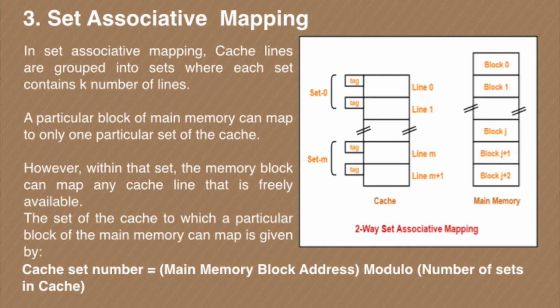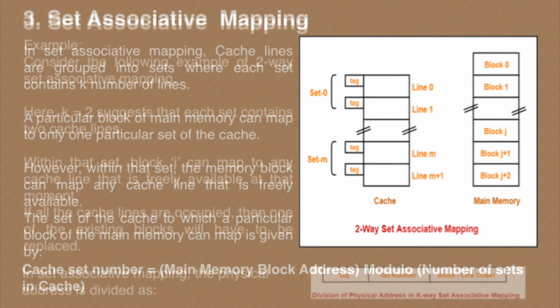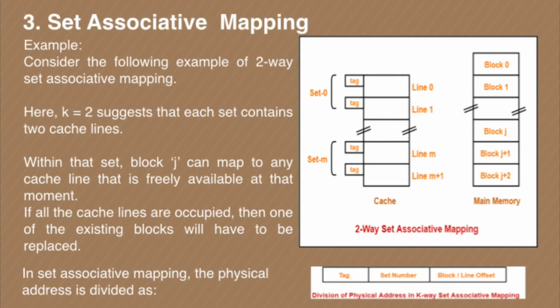Let's see this with an example. Consider the following example of two-way set associative mapping. Here we are considering two lines in a set. That's why it is called two-way set associative mapping. It can be any number. In general, we can say k-way set associative mapping. Here k equal to 2 suggests that each set contains two cache lines.